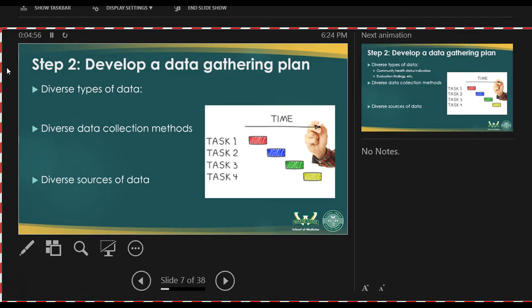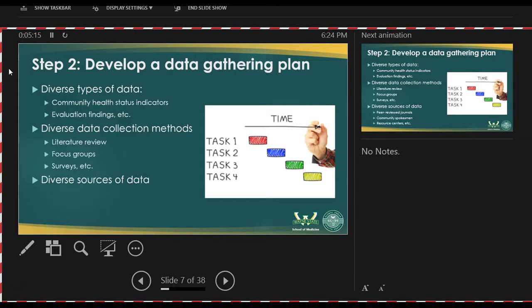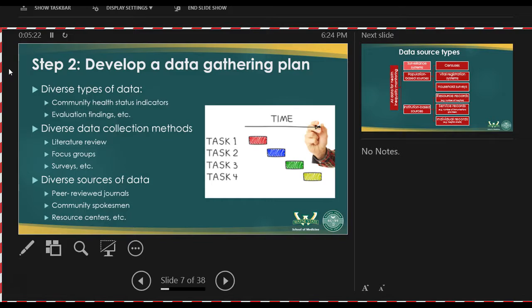Then you should develop a data gathering plan. The second step is always data gathering. How do you go about data and what type of data? Always try to get your net as wide as possible. Get a diverse type of data, like community health status indicators, evaluation findings, as large as you can get. Data collection methods like literature review, focus groups, surveys, you can use all that to get your data. And sources of data could be peer-reviewed journals, community spokesmen, resource centers. As you can see, you're getting data from all over, and so it becomes really huge.